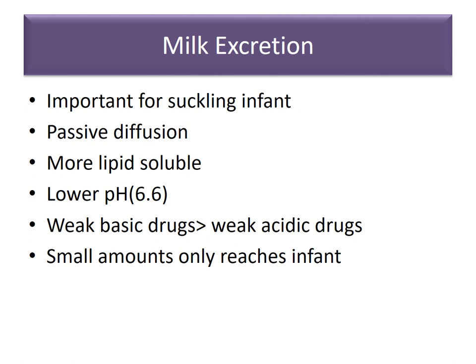The importance of milk is that it is the main food of suckling infants. So the drugs which are excreted in milk are important in infants. It is a passive diffusion. More lipid soluble drugs are excreted, and the pH is also 6.6, so more acidic. So weak basic drugs are excreted more than weak acidic drugs, though only a small amount reaches the infant.